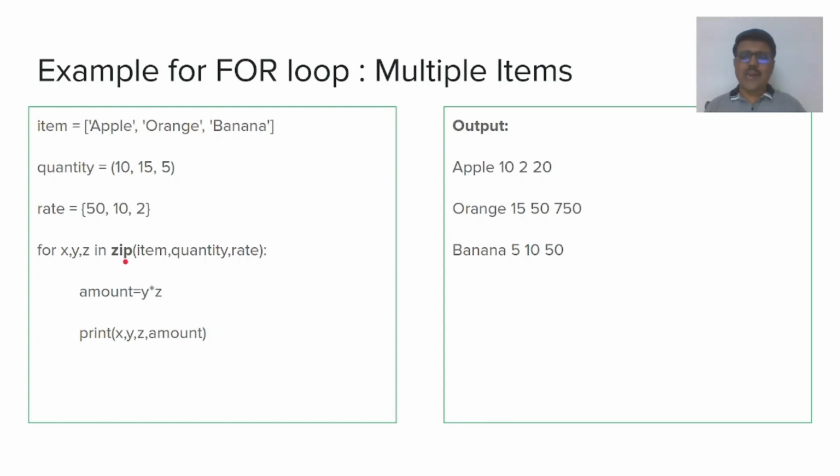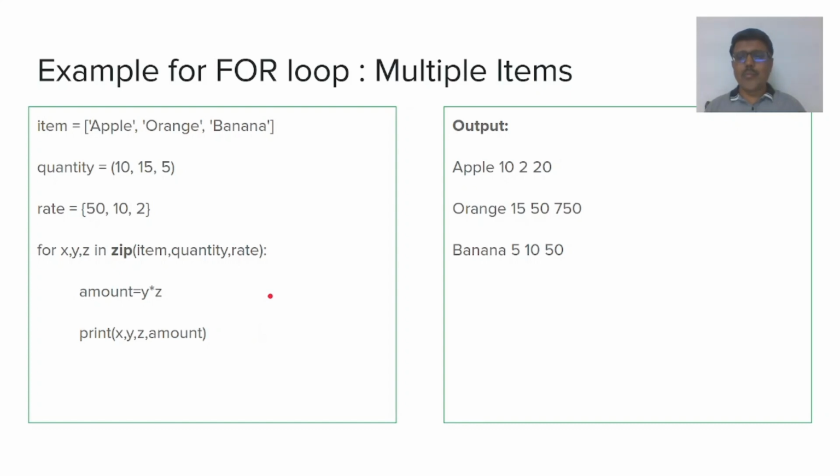Let's try this and then you will find the result. You'll be getting the result like this. For example, apple, and you want to print it, right? Print x is nothing but the item, y is nothing but the quantity 10, and rate is nothing but 50. And then you will find amount is nothing but the calculated value. I mean, y, the quantity, into rate is the amount. That's what you are seeing here.